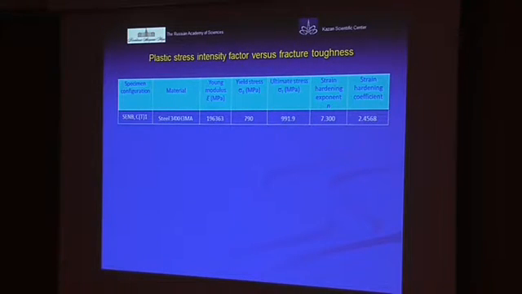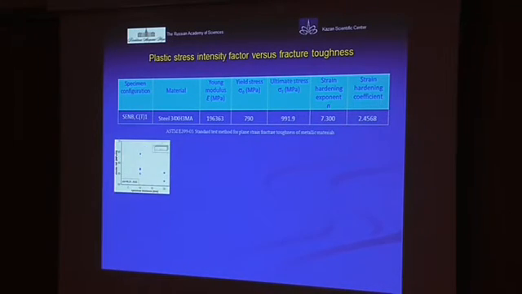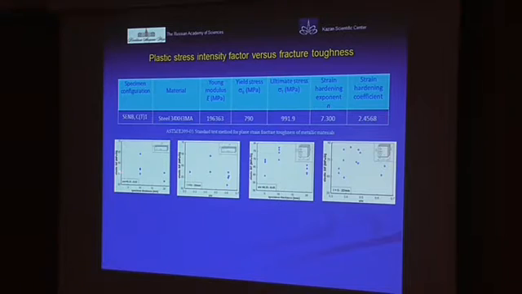Now I will show you experimental results for fracture toughness determination. This figure shows K1C fracture toughness as a function of specimen thickness and dimensionless crack length for bending specimens and compact specimens. You see that there is a very large scatter band. And the question is, what is the fracture toughness of the material? Is it a property of the material or not?